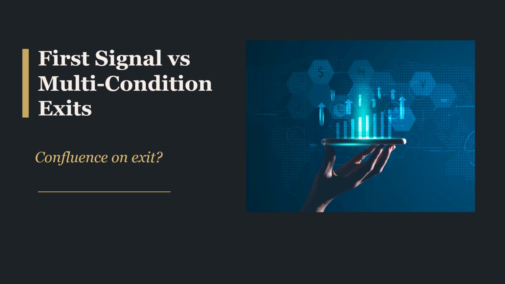Okay, everybody, just a quick explainer video to give a little more clarity on what was meant in the session we did the other night about first signal versus multi-condition exits, or in other words, with the latter, some degree of confluence to guide exit decision making. It's not the usual way of doing things, but is something really worth exploring, something we're going to explore during the course. But even if that's not for you, it's worthwhile just giving this some consideration.